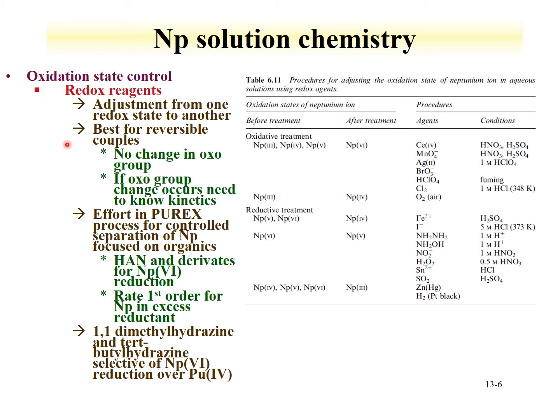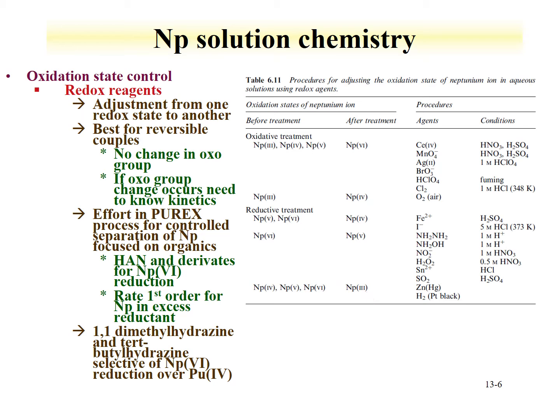So there's an importance of understanding the oxidation state in neptunium since it dictates the chemistry. Here are presented some routes for preparing specific oxidation states of neptunium. So the 6, the 4, the 5, and the 3.